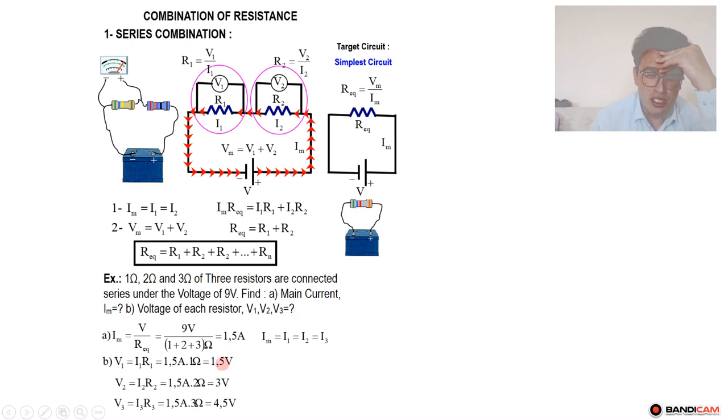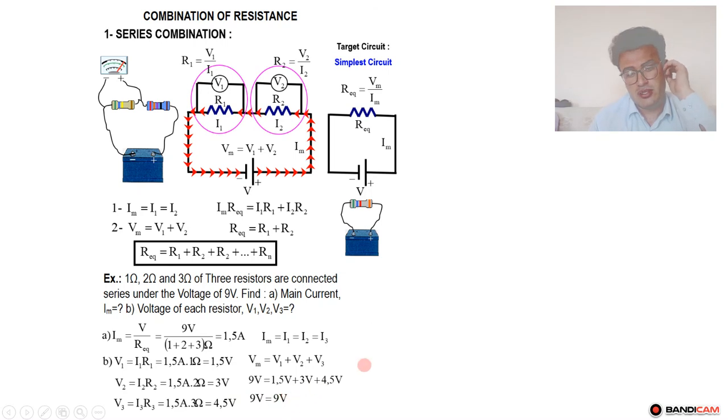It means that the potential difference in this one is 1.5. This is how we can calculate the potential difference. Now, if you want to find the total, for example, 1.5 plus 4.5 plus 3 is equal to 9. It means 9 volts is equal to 9 volts, dear student.